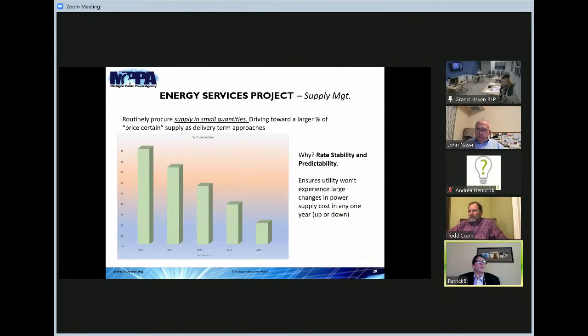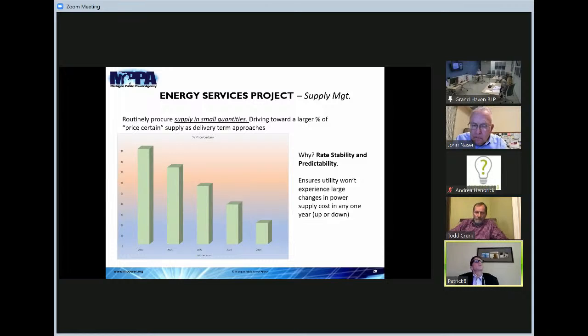So this pictorial helps illustrate what I talked about with the 5-year hedge plan. We routinely procure in very small quantities, driving toward a larger percent of price-certain supply as the delivery term approaches. So in 2020, we target 85 to 90% of our members' power supply to be under a fixed price. And then as you can see visually from that graph, as you go further out in time, the percent of fixed-price-certain supply drops. And that's by design. And again, typically that's wrapped around other long-term power purchase agreements or member-owned resources.